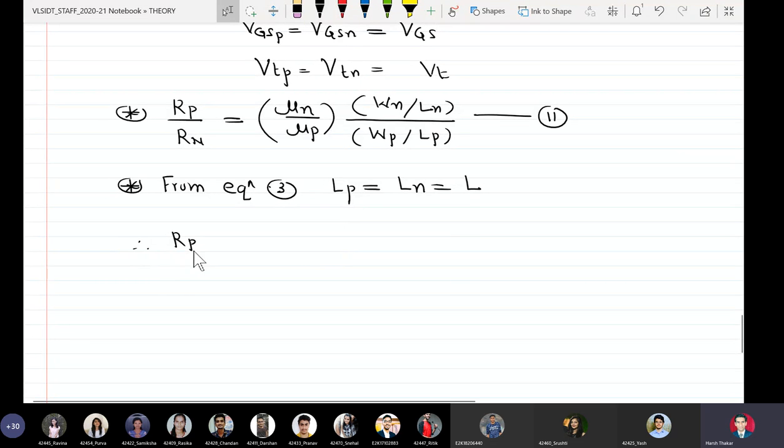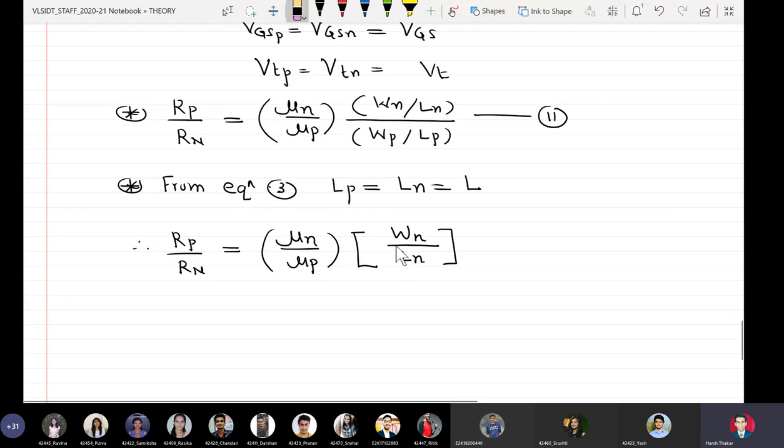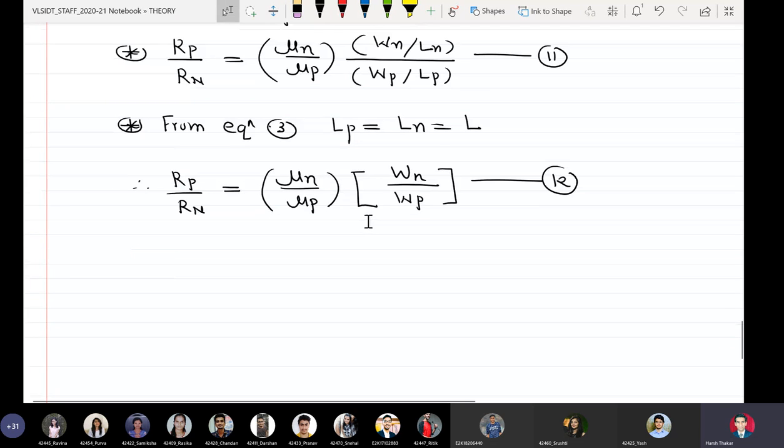Therefore, Rp upon Rn is equal to mu n upon mu p into Wn upon Wp. This is relationship number 12. So the ratio of resistances of PMOS and NMOS is equal to the ratio of mobilities of electron to hole multiplied by the ratio of width of NMOS to PMOS.